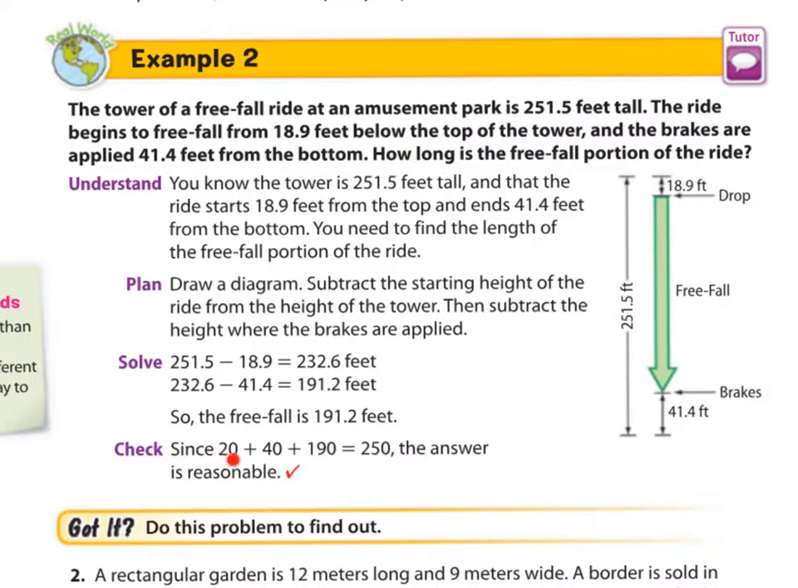Check. Since 20 plus 40 plus 190 is 250, the answer is reasonable. Let's see. Yeah, if we were to go backwards and I take this and I make it 190, and then I make this 40, and I make this 20. So 20 plus 40 plus 190 is approximately 250. It's very close. Yeah, it's reasonable.